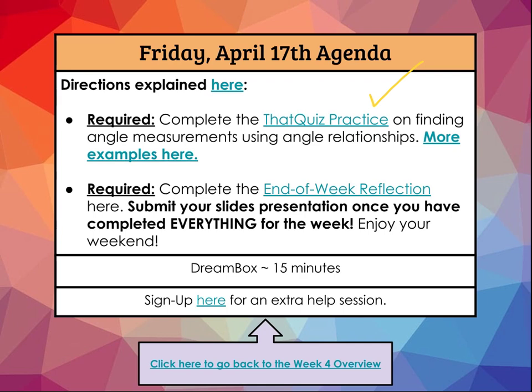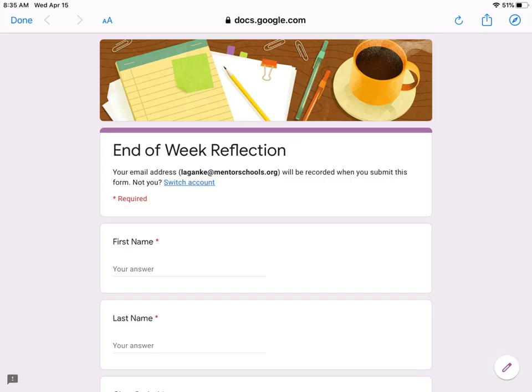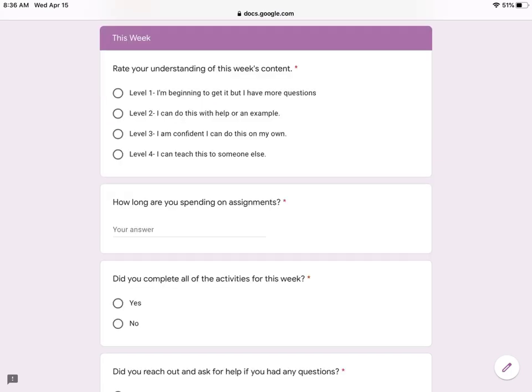So after we do that practice, there's an end of the week reflection and a reminder to do your dream box or where to get extra help. When you open your reflection, just complete it honestly. Put your first and last name. And then we just want to see kind of where would you rate yourself with your level of understanding the concept of angles. And you choose a level there.